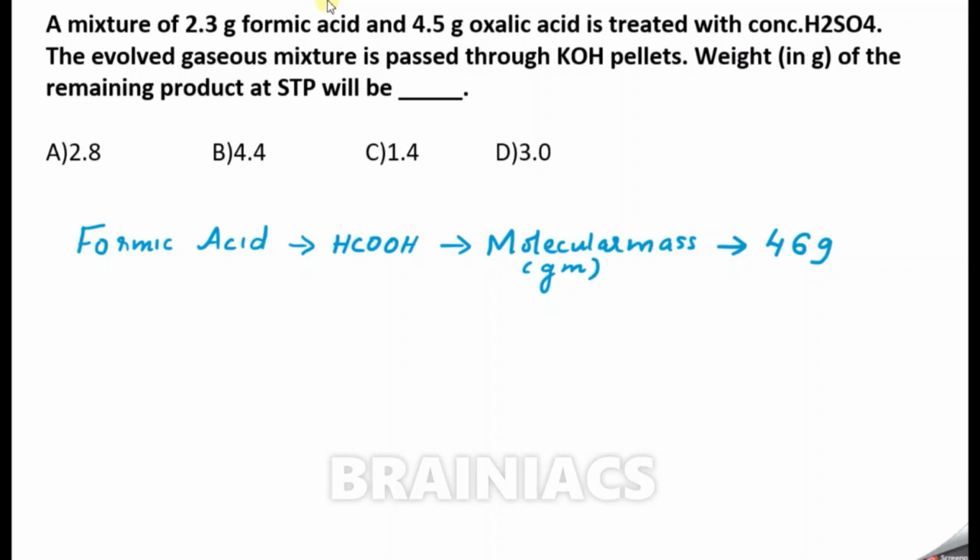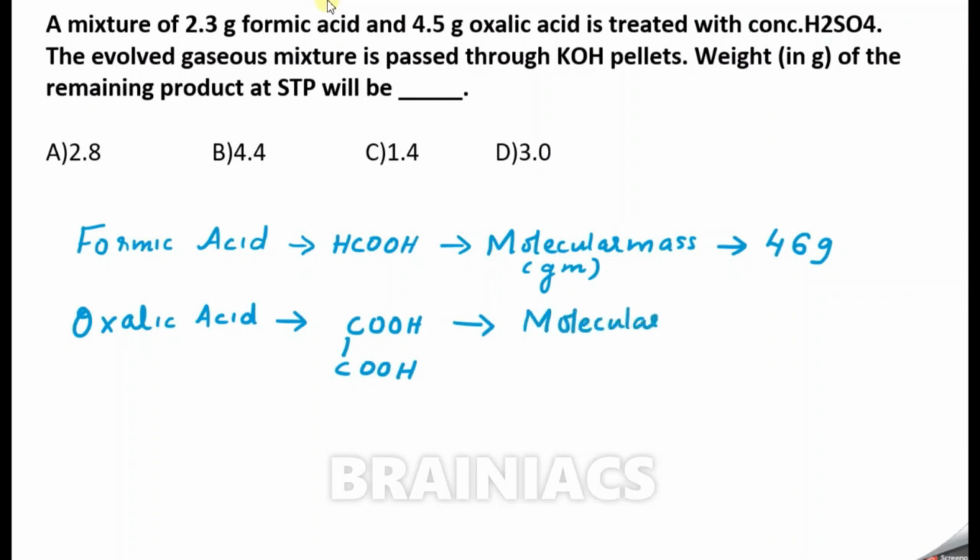Now the next one is oxalic acid. We need to know what oxalic acid is. These are the things you should know to do this question. Oxalic acid is nothing but COOH twice, hope you remember from organic chemistry. For COOH, carbon 12, oxygen 16 into 2 is 32, plus 12 is 44, plus 1 is 45. The 45 is there two times, so 45 into 2 is 90. So 90 is my molecular mass.